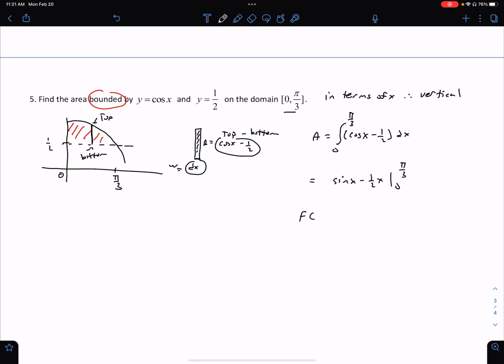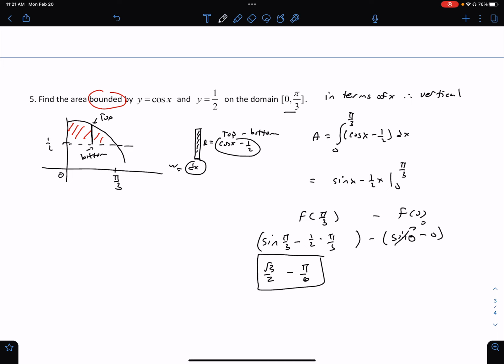Using the FTC here, f of pi over 3 minus f of 0. Plugging in, we get the sine of pi over 3 minus 1/2 times pi over 3. Plug in 0, sine of 0 minus just 0. Sine of 0 is just 0, so that's good. So we just need the sine of pi over 3, which is root 3 over 2, minus pi over 6. And there's our area. Don't forget, you cannot leave it as sine of pi over 3.